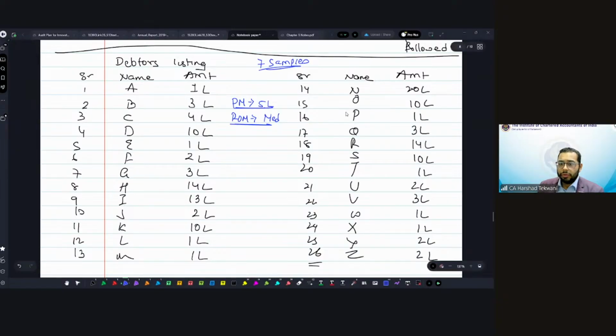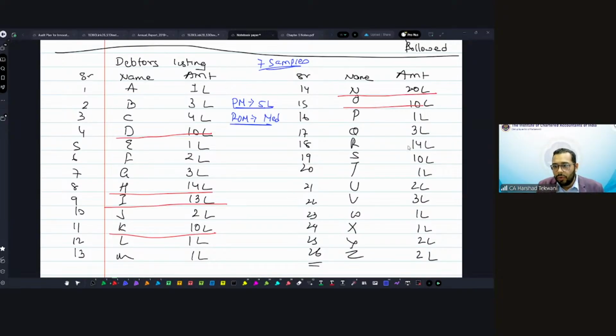Based on the amount. Amount based. Okay, can you give some example? Like we'll select D, D1. Okay. Great. D, H, H. Yes. I. K. Okay. Then here O, N, O. L is just 1 lakh rupees. N, N, N. Yes, very good. R, R, and S. Yes, absolutely correct. So here you selected based on the top value.